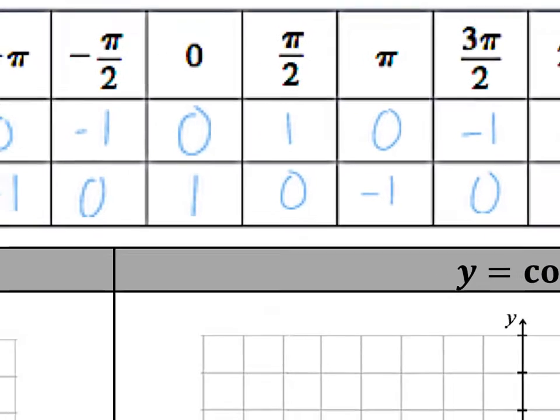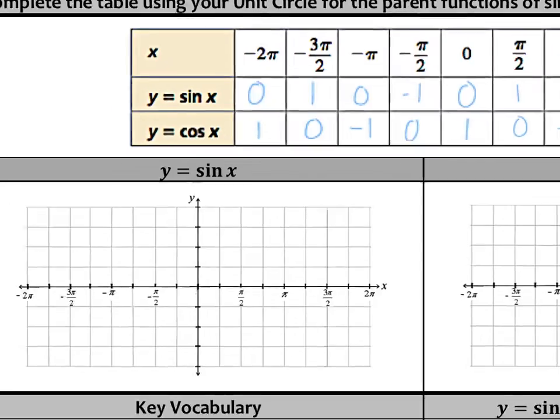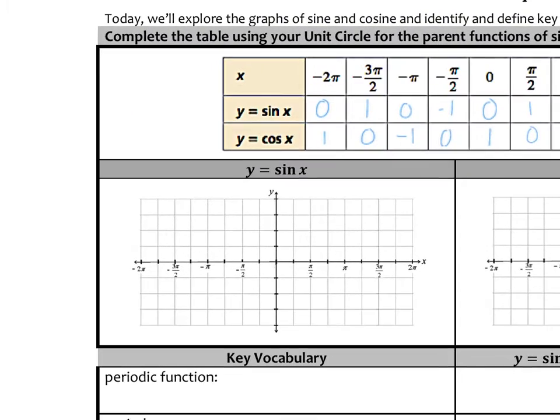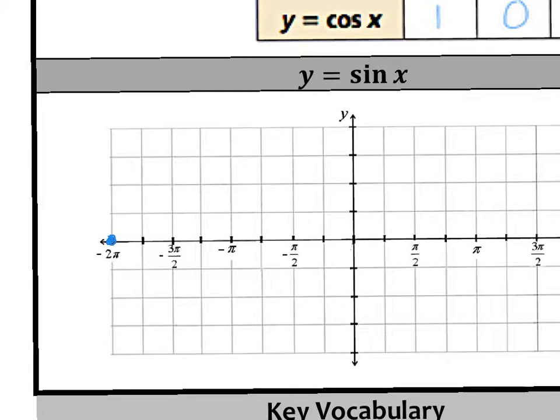Okay, now we're just going to move on down and actually plot these points on our sine graph and cosine graph. So at negative 2 pi on sine, we were at 0. Okay, and one thing I'm going to add is that our scale is actually going to be 1/2. So as we get up, 2 marks up is going to be 1, and then 2 marks down is going to be negative 1.